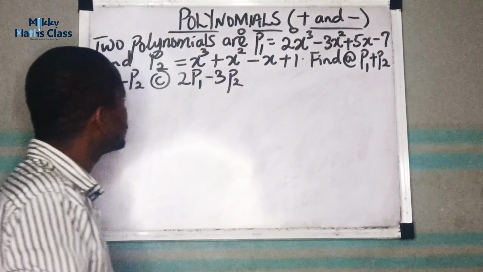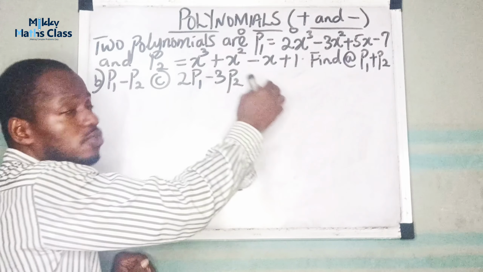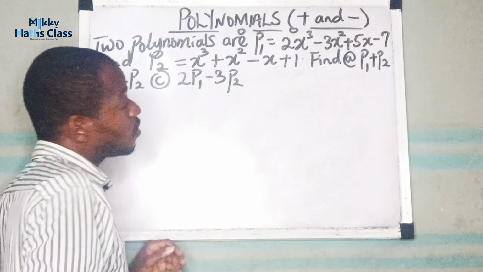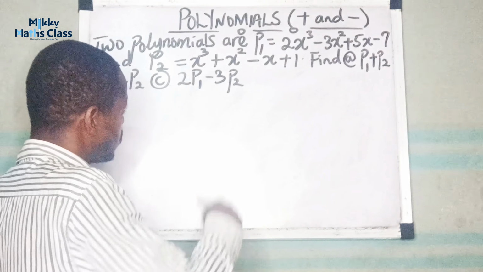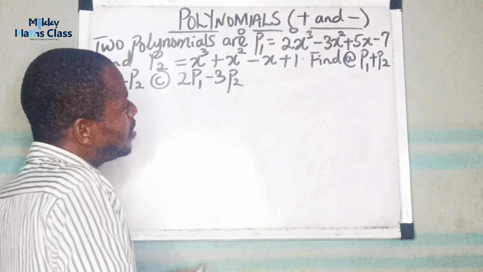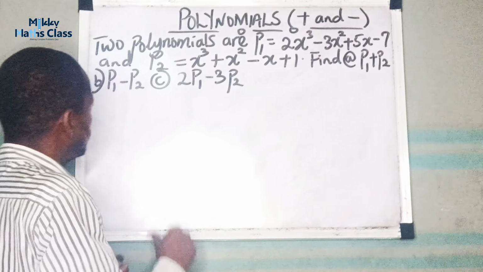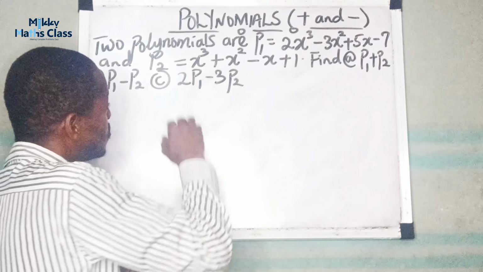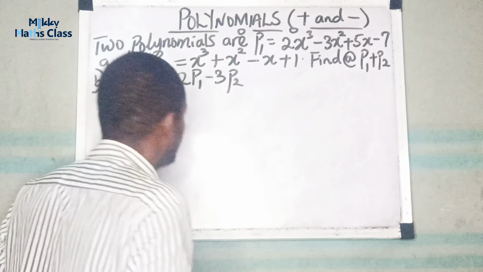Okay, let's look at this question. It says two polynomials are P1, which equals 2x to the power of 3 minus 3x squared plus 5x minus 7, and P2 equals x to the power of 3 plus x squared minus x plus 1. Three questions: find P1 plus P2; second, P1 minus P2; and the third, 2P1 minus 3P2.